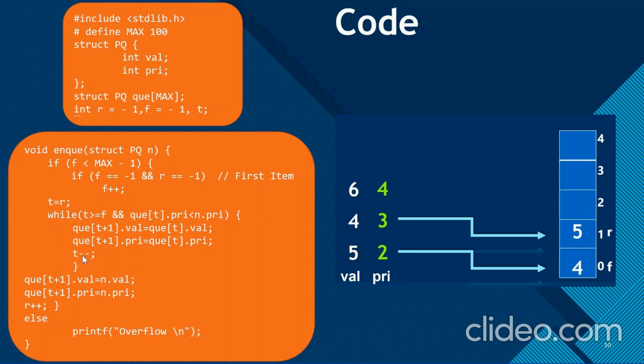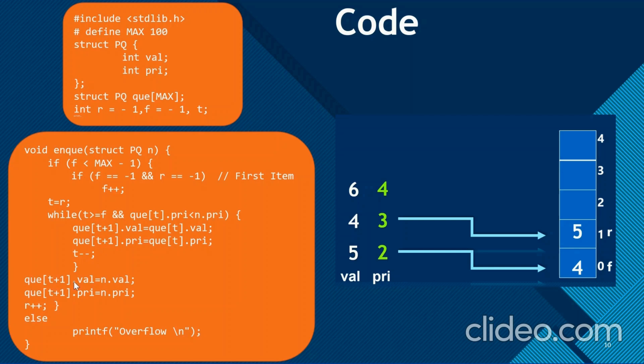Now t minus minus would make t equal to what? Minus 1. So this condition would now be false because t is minus 1. It is not greater than or equal to f. So control would come out of this while loop, and qt plus 1. What is t? T was minus 1. Minus 1 plus 1 means 0.